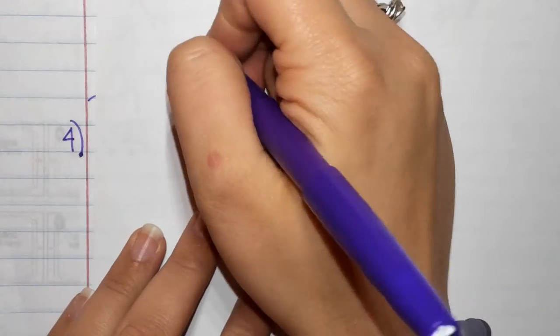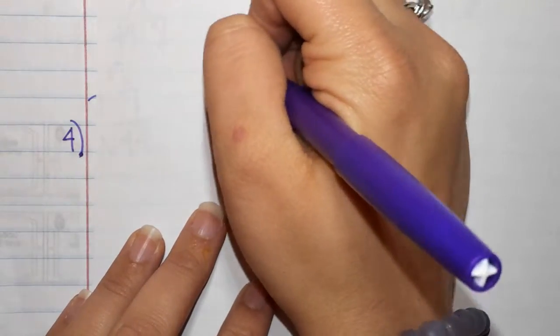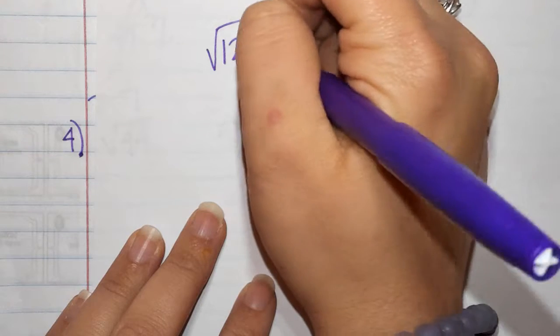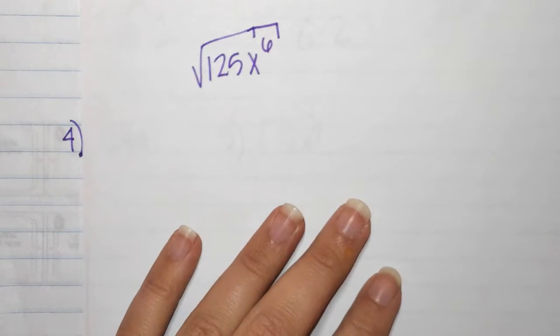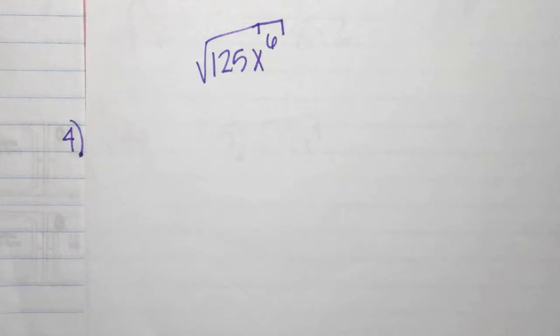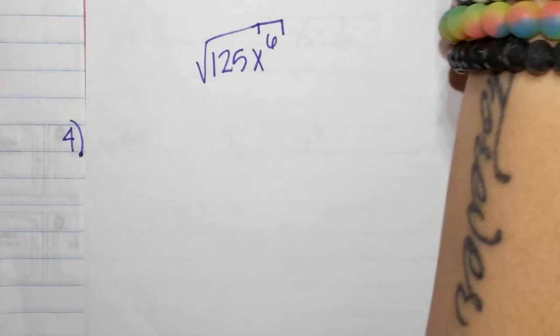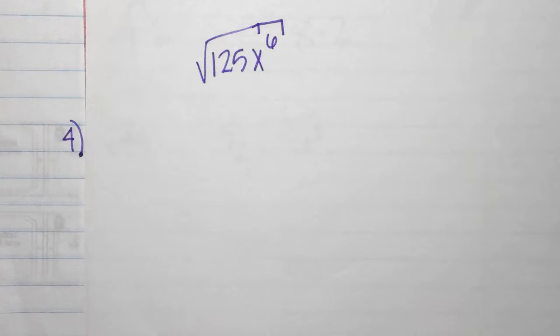All right, so what if I said 125 x to the 6th power? So don't worry about the x's yet. I want you to think of the biggest perfect square that goes into 125. 25. Why?